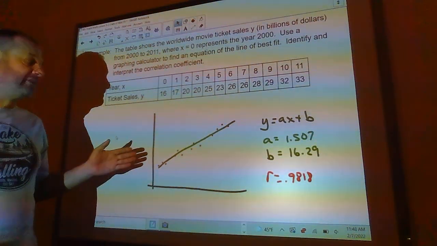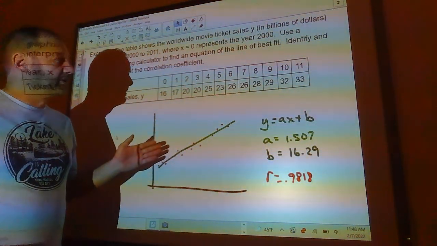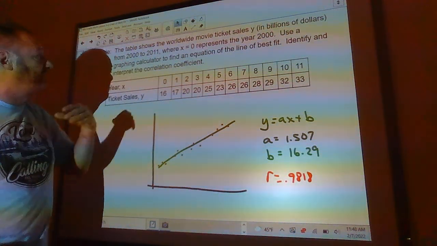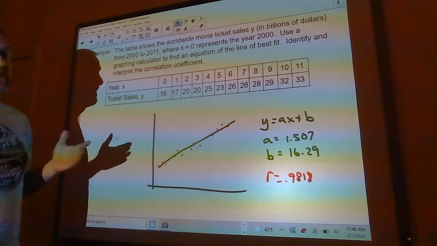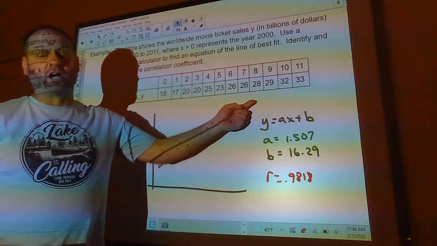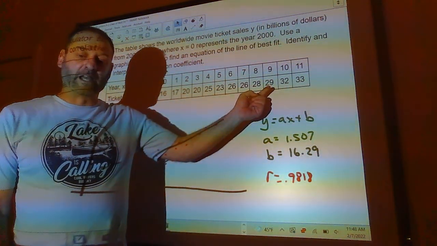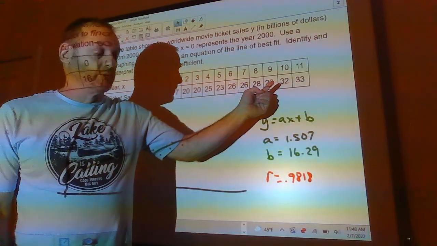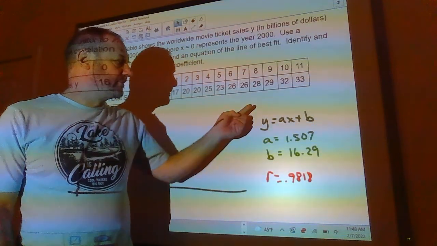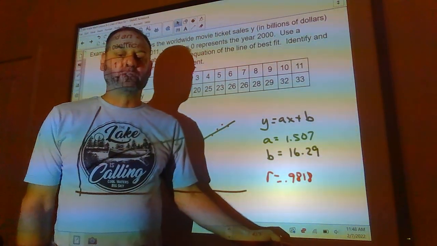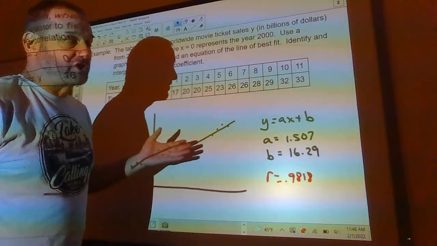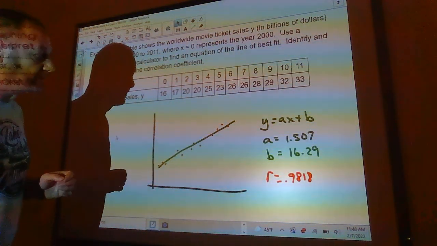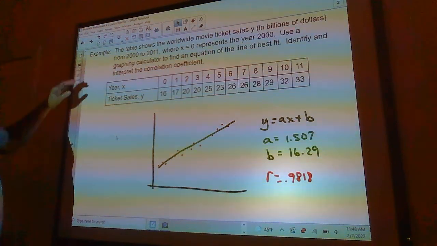But maybe it doesn't follow this. Usually in these books, they give you pretty good data for the time that they have. This is good data for 2000 to 2011, and maybe this continues on, except guess what we had in 2020? We had COVID, which is why my voice is sounding the way it does. It killed sales. That changed everything, and this model no longer works. So you've got to be aware of something like that.